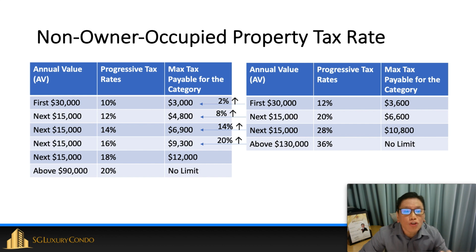Now let's look at the non-owner occupied property tax, where this is more for investment, where you are renting out to a tenant. On the left hand side is the current bracket, which is split into multiple tiers, and on the right hand side it is even easier, where it has only 4 tiers. The first jump is from 10 to 12%, which is a 2% difference, and the second jump is from 12 to 20%, which is an 8% jump.